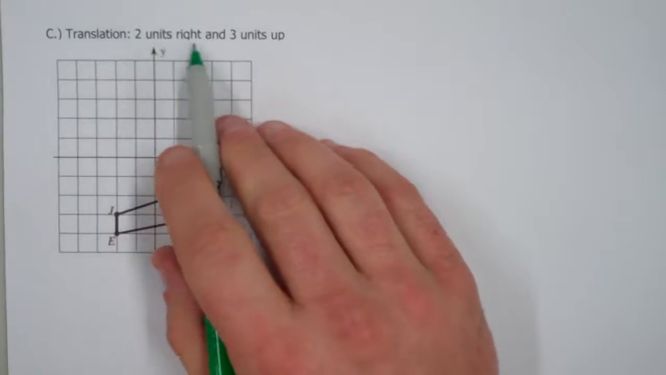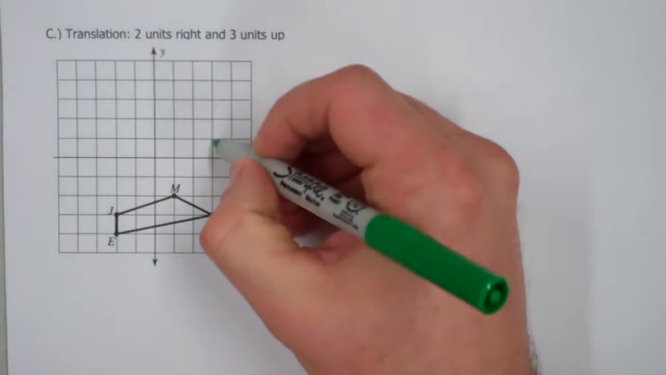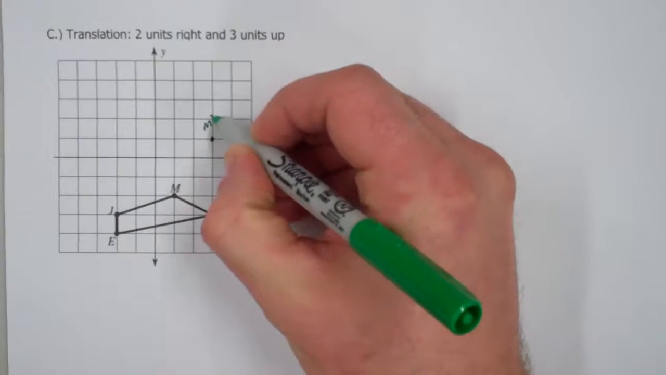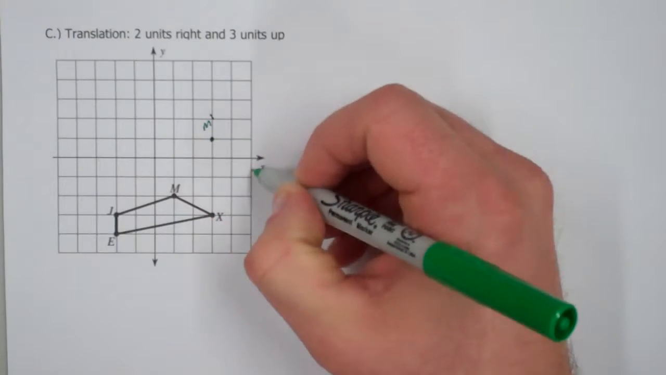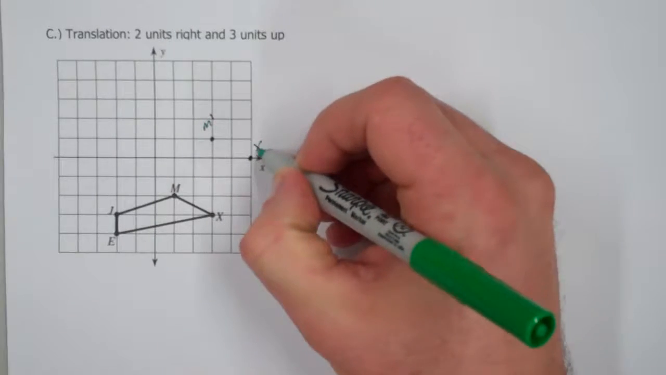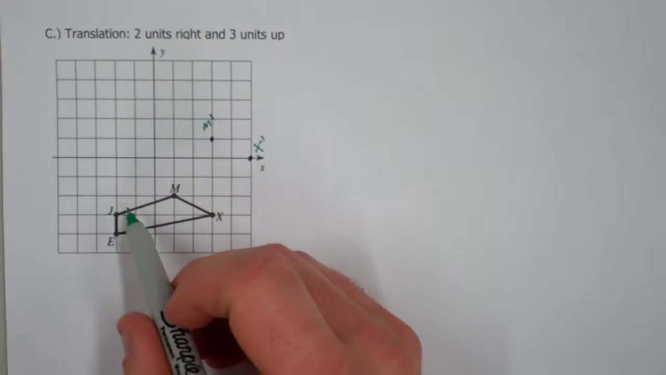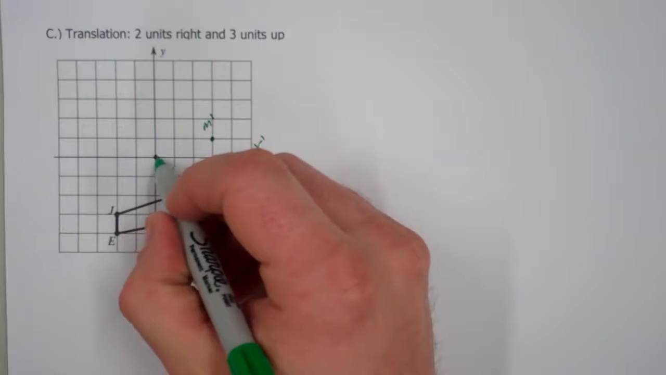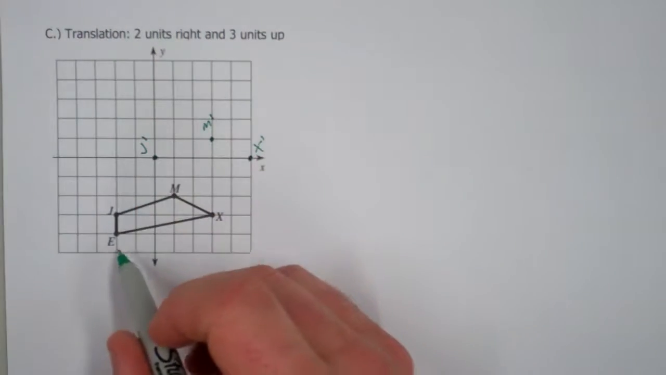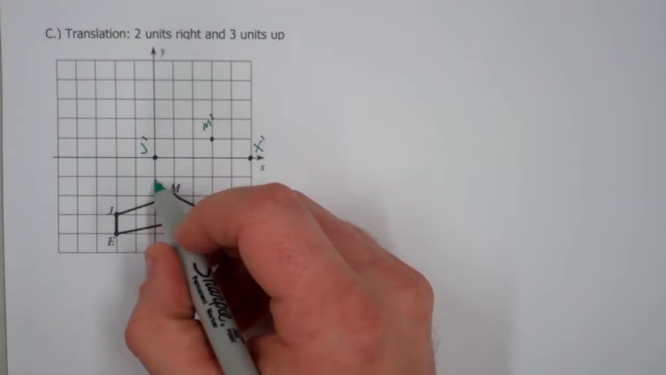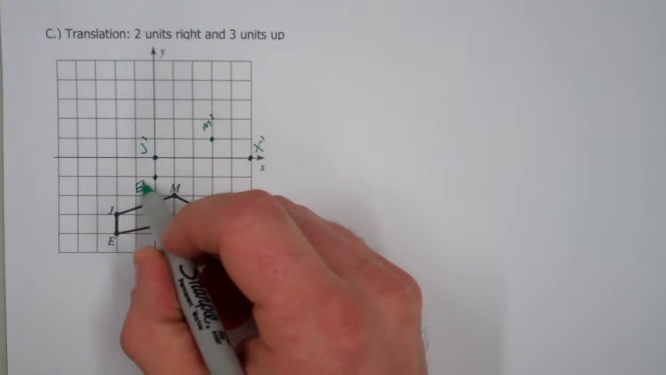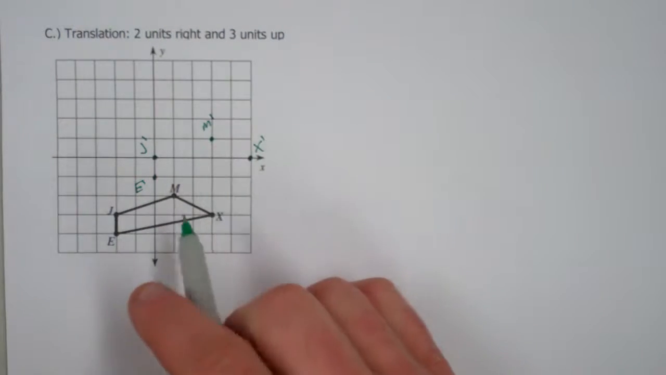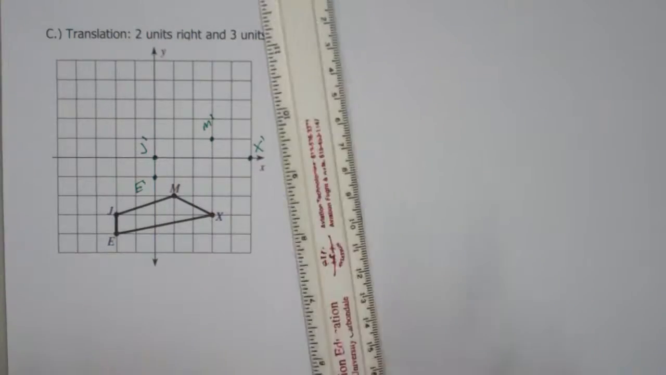So the shift is going to be 2 right and 3 up. So we'll go 2 right and 3 up. That'll be the new M. 2 right and 3 up, that'll be the new X. And then we'll go, let's see, 2 and 3, so that'll be the new J. And then 2 and 3 here, that'll be the new E. And you can see that the shape we're forming is identical to this one.